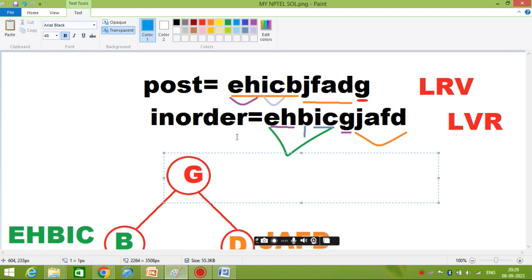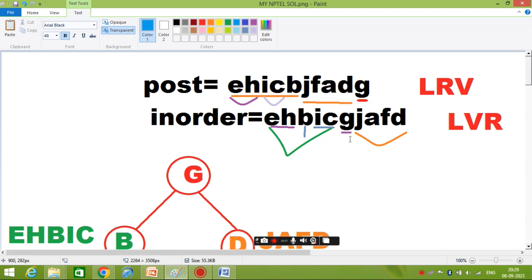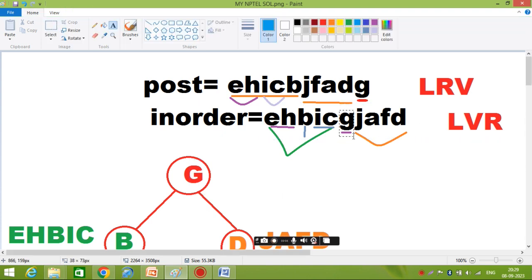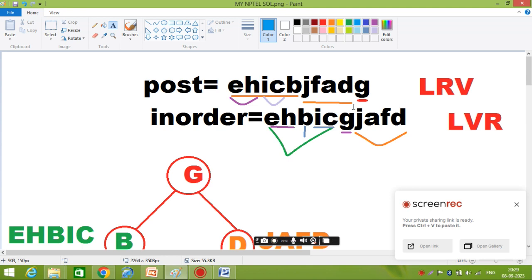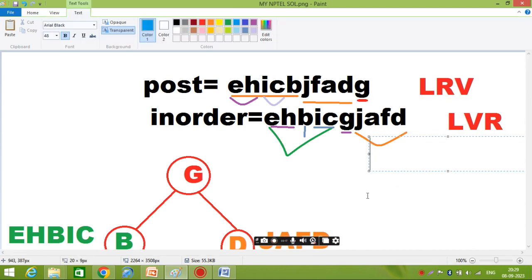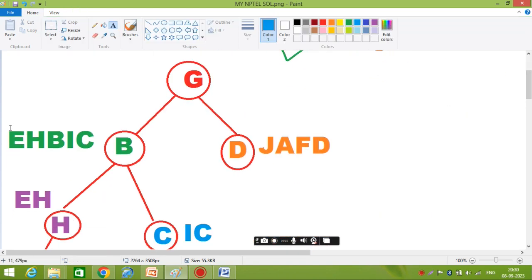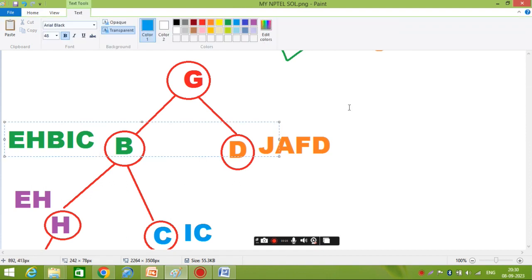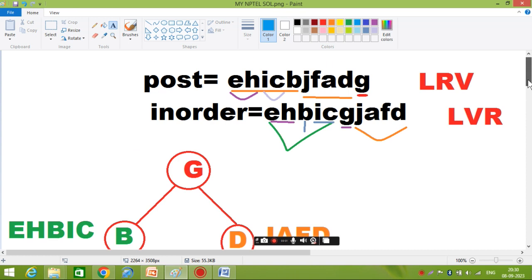I think you understand. Now you will come to the in order. In the in order, you check where G is present. You can see G is here. We drew everything. It means that E, H, B, I, C are in the left portion and J, A, F, D are in the right portion. We have explained the same thing with the help of a graph. So the left portion is this and the right portion is this. Done, very simple. The same thing you have to repeat again.